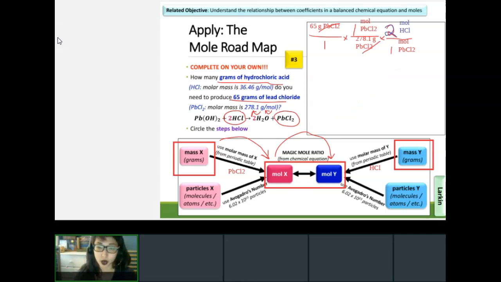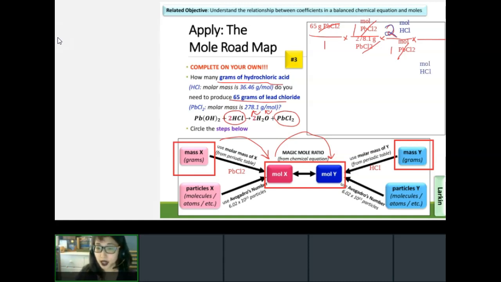We've gotten to moles of hydrochloric acid. That is not what I'm solving for, so I need to keep on going. So I'll stick it on the bottom to get rid of it in the next step, in blue here, or purple. This might be purple. I don't know. Here we go. So moles of HCl on the bottom.